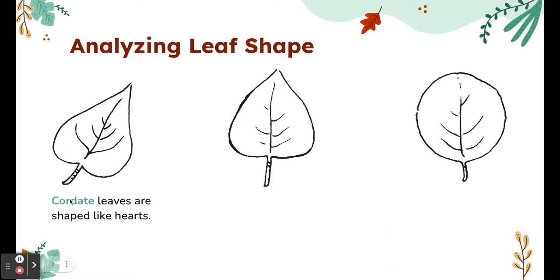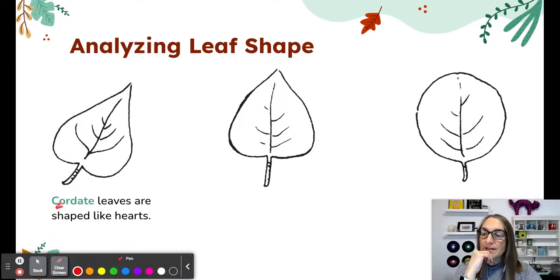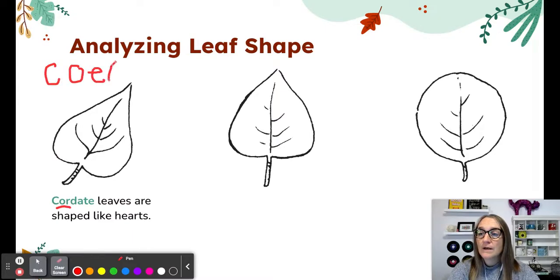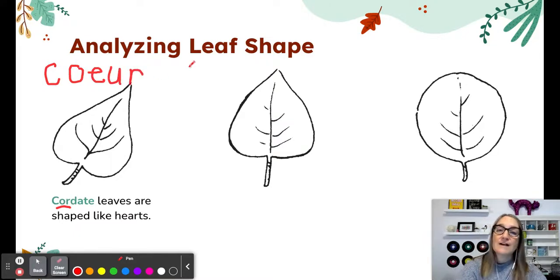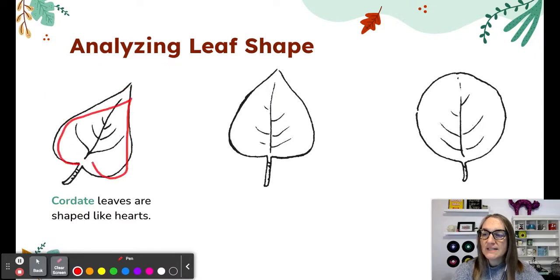Here are some more shapes. Cordate leaves are shaped like hearts. Now, I'm going to share a little something with you. This root here, cor, comes from a Latin word. And I happen to know a word in French that also comes from that Latin word. In French, it's spelled with a lot of vowels. French likes to put a lot of vowels together to make some of the sounds in their language. So this word here spells cœur, which means heart. And cœur, you can see, kind of sounds like core. And we can see that this leaf actually does have a heart shape.